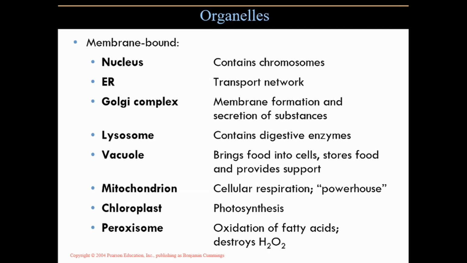Mitochondrion, cellular respiration, and you know it as the powerhouse of the cell. So this is where the ATP is being produced within the mitochondria. Chloroplast is what carries out photosynthesis through the light-dependent reactions and the Calvin cycle. And the peroxisome, these are specialized vesicles. There are many other specialized vesicles as well. They contain enzymes that destroy hydrogen peroxide, and they oxidize fatty acids so that they do not build up within the cell.